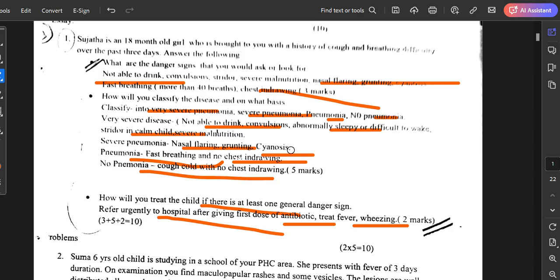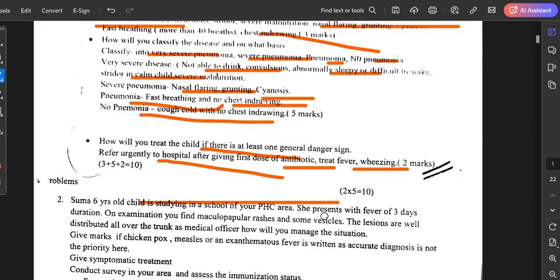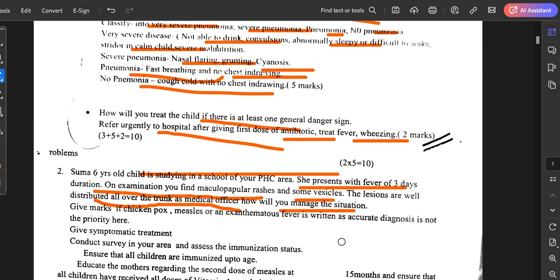Then it is a 5-mark problem-based question. Suma, a 6-year-old, is studying in a school in your PHC area. She presents with fever of 3 days duration. On examination, you find maculopapular rashes and some vesicles. The lesions are distributed all over the trunk. As medical officer, how will you manage the situation?